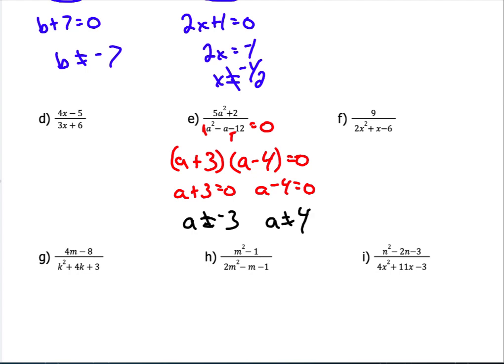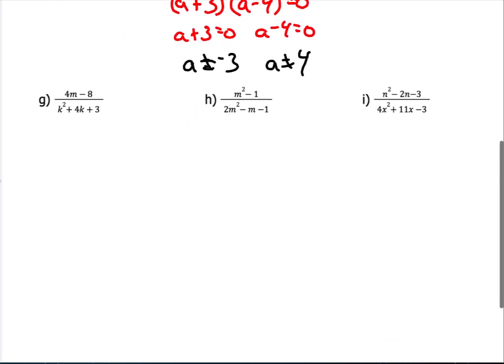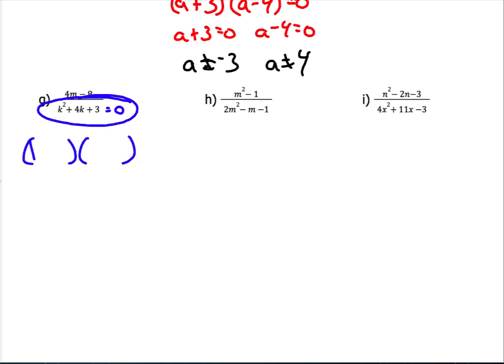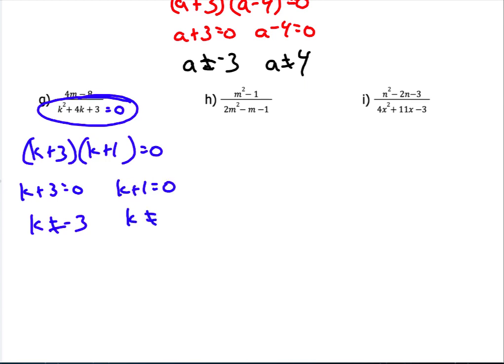So let's do the bottom one here. Again, focus on your denominator and set it equal to 0. So this one's going to factor into k plus 3 and k plus 1 because they add to be 4 but multiply to give me 3. So k plus 3 equals 0, so k can't be negative 3. k plus 1 equal to 0, so k can't be negative 1. So we're just thinking about what values can't I have in those denominators.